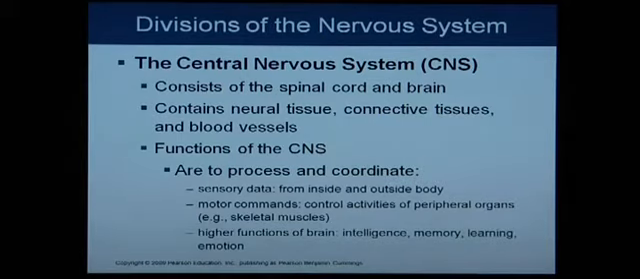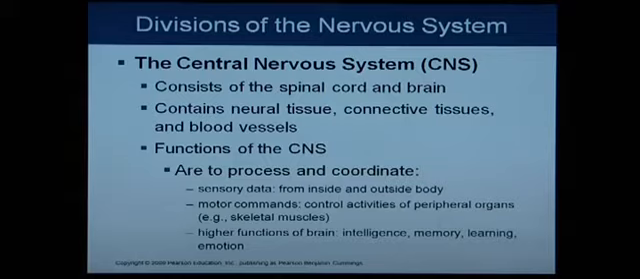The central nervous system, again, is made up of the brain and the spinal cord. Included in that, obviously, would be the neural tissue that makes up the brain and spinal cord, as well as connective tissues and blood vessels to feed and nourish the neural tissue. The main functions of the central nervous system are to process and coordinate. The things that we're processing and coordinating are sensory bits of information from inside the body and outside the body, and motor commands, which are the actual tasks that the nervous system can direct.